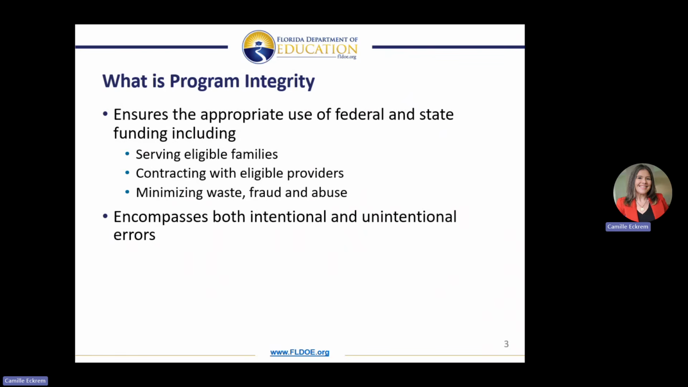What is program integrity? It ensures the appropriate use of federal and state funding, including serving eligible families, contracting with eligible providers, and minimizing waste, fraud, and abuse. It encompasses both intentional and unintentional errors. An example of an intentional error is fraud. An example of an unintentional error is a data entry mistake or incomplete documentation.